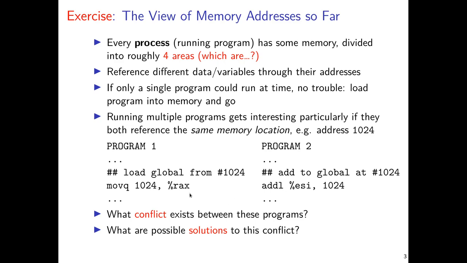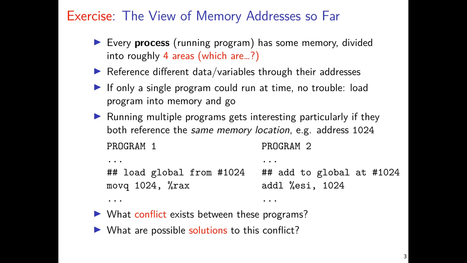Example, if there's the value 10 in REX, and this instruction executes first, if there's a value 10 at memory address 1024, then I get a 10 in REX here. But if ESI in this program contains 5, and I do the addition first, then now at 1024, there was 10, now it's 15, and I load a 15 in here. That means if program 1 executes slightly ahead of program 2, then you get different results in program 1, and this is highly undesirable in just about every situation.